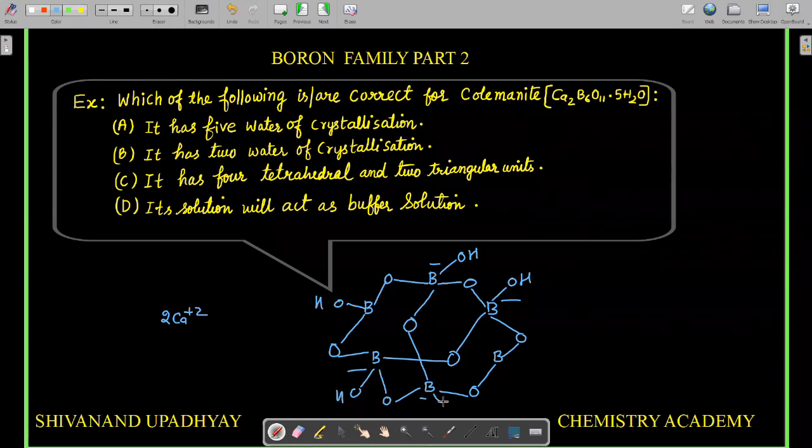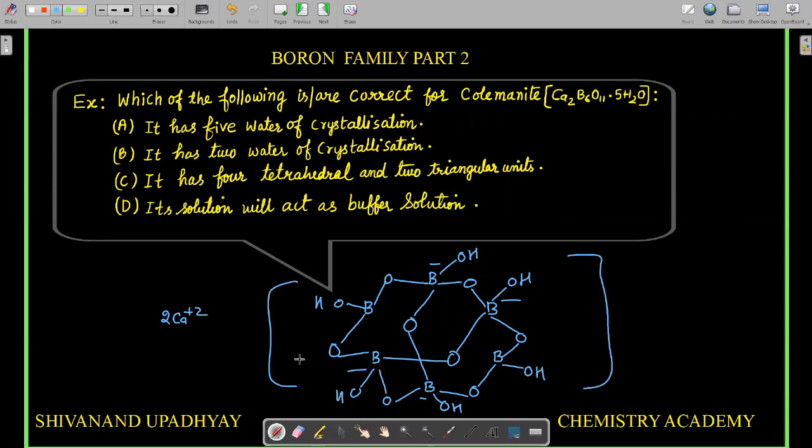Each boron atom is attached with an OH group. There are 6 boron atoms, so 6 OH groups means 6 hydrogen atoms are consumed here. Total hydrogen atoms are 10. That means the water of crystallization will be 2.